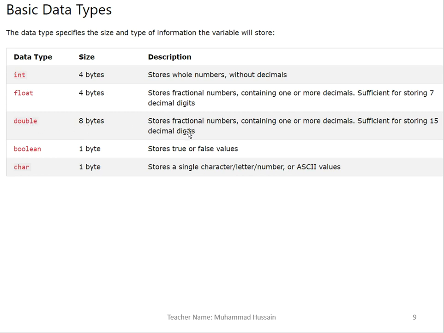Now sometimes we have more data, so it can only be adjusted by this double. What does it mean? We will understand later in the slides, okay. Boolean has only 1 byte, which stores only false and true values, and the character also contains 1 byte, and it stores a single character or letter or number or ASCII value, okay. I'm going to elaborate on what these actually mean.